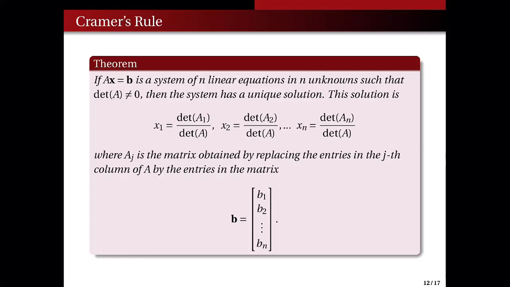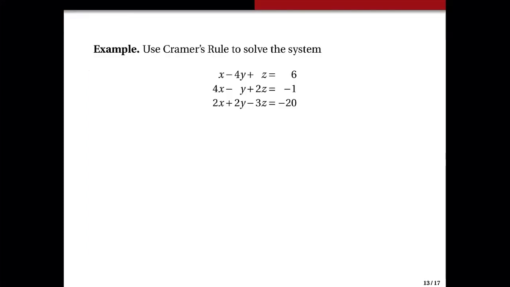Let's try this Cramer's rule. Use Cramer's rule to solve the system. In here, your matrix A is equal to 1, -4, 1 for your first equation. For the second equation, you have 4, -1, 2. For the third equation, you have 2, 2, -3. This is your matrix A. Your matrix B is just the constant part: 6, -1, -20.